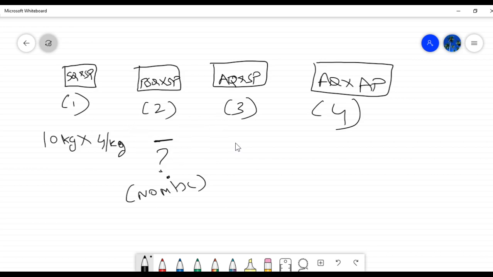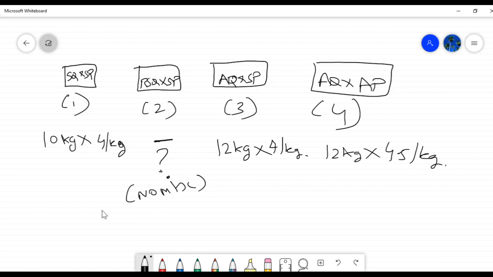What is the third one? Actual quantity. How much you used? 12 kg you used. What is the standard price? 4 per kg. Then actual quantity 12 kg into 4.5 per kg.